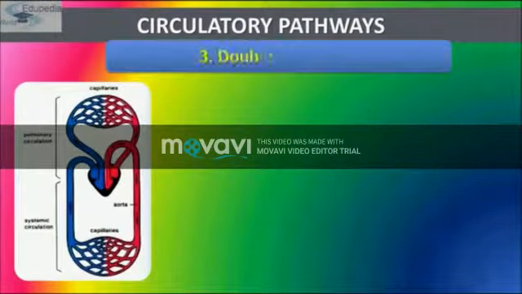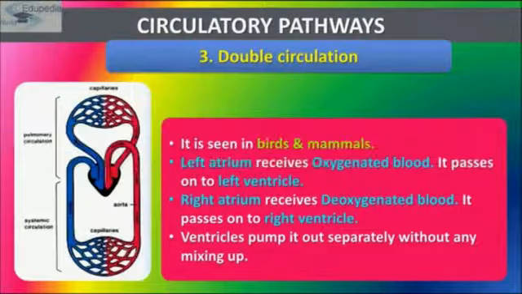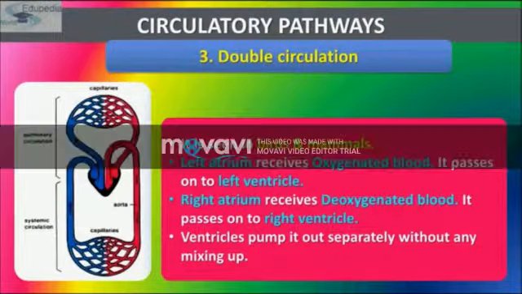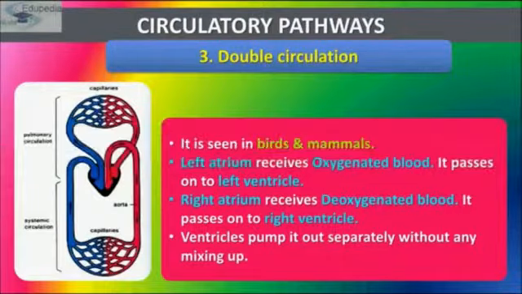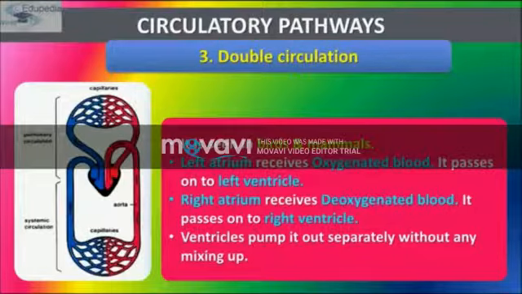Now comes the double circulation. This is the distinguishing feature of crocodiles, birds and mammals. In this, the oxygenated and deoxygenated blood received from the left and right auricle respectively passes on to the left and right ventricle respectively. That means left auricle to left ventricle and right auricle to right ventricle. Now, oxygenated and deoxygenated blood is not mixed, unlike in incomplete double circulation.